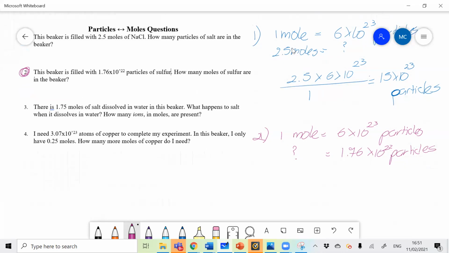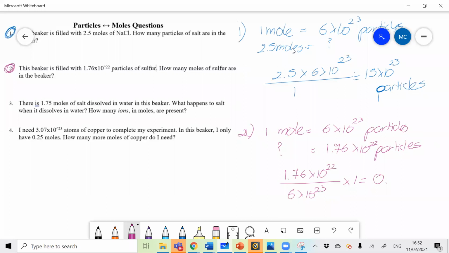So this is going to be 1.76 times 10 to the 22 over 6 times 10 to the 23 times 1, which is equal to 0.0293 moles of sulfur. Okay? So the answer here is 0.0293 moles of sulfur. Now let's do question 3.